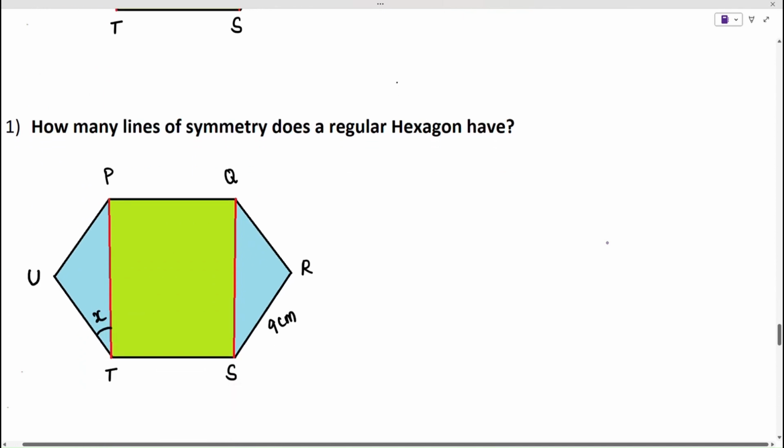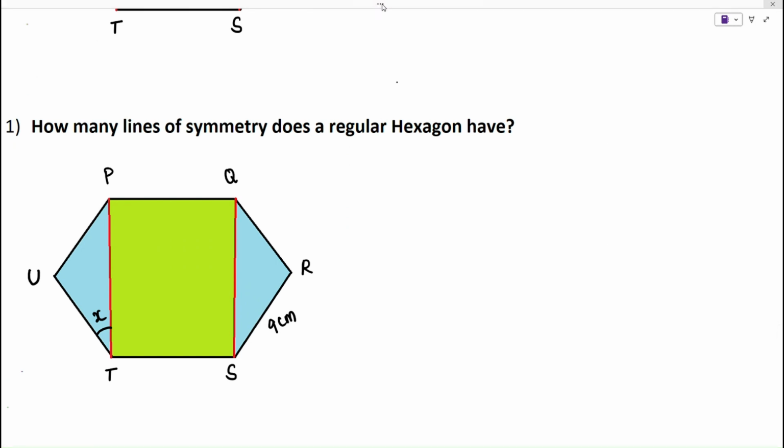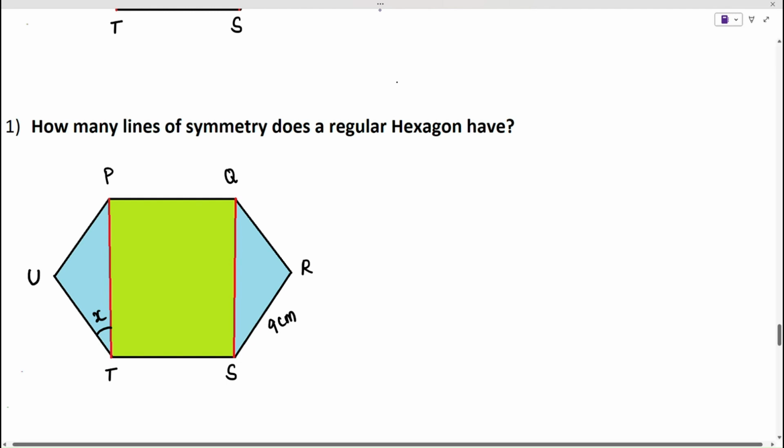Now, let's approach our first question. How many lines of symmetry does a regular hexagon have? The diagram that we have is not to scale, so it doesn't show a regular hexagon. But in the same sense, with all regular shapes, all the internal angles will be the same, and side lengths will be the same as well. So, let's treat this like it's a regular hexagon.